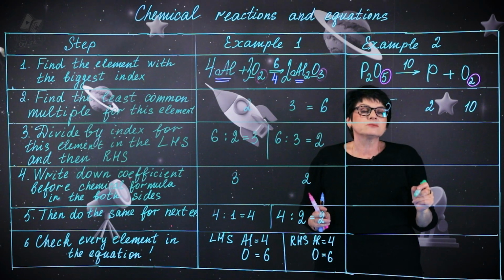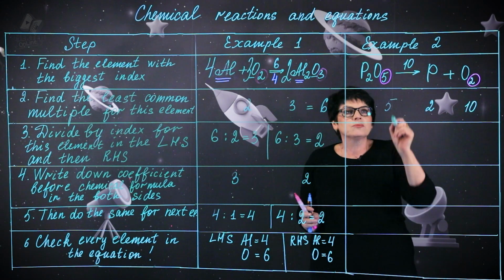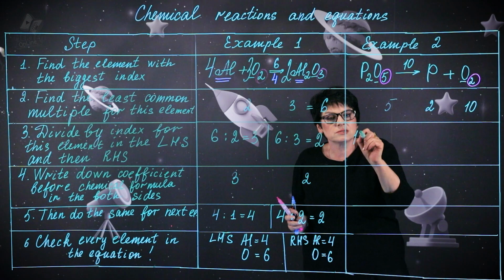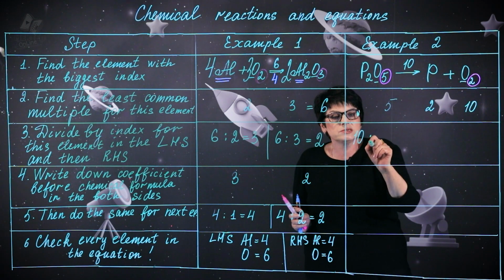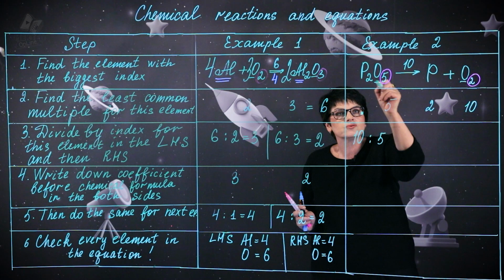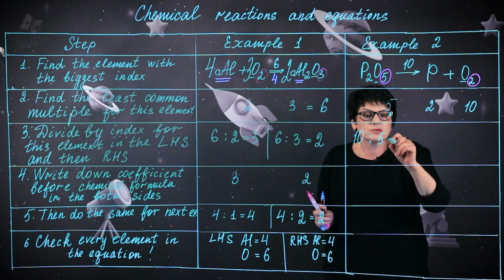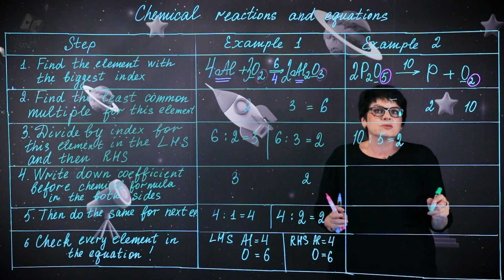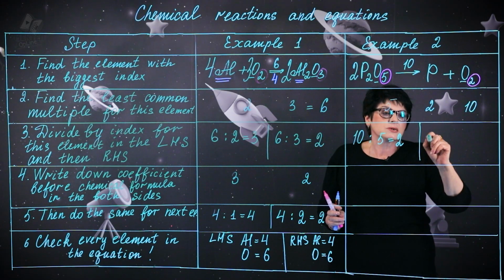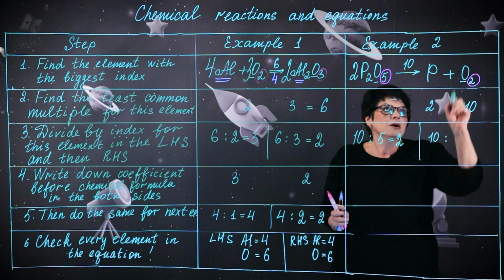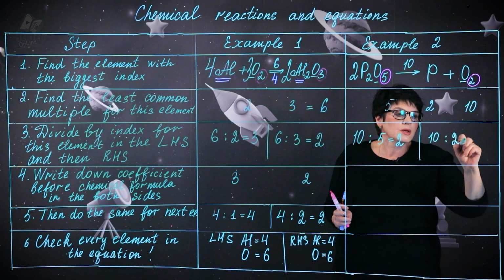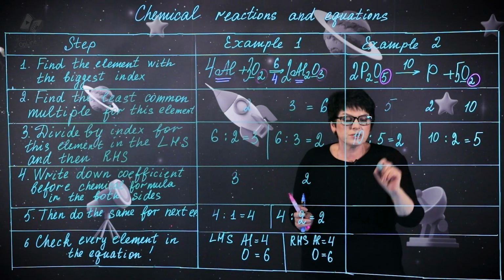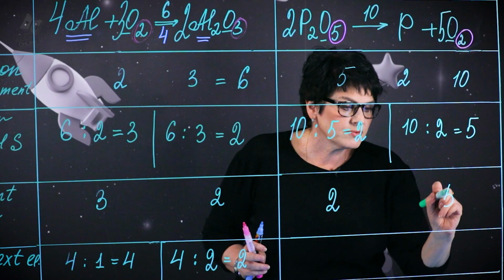Now, moving on, what do we do with this number 10, the least common multiple? We start dividing it by the indexes, one by one. And we start with oxygen, naturally. So then 10, the least common multiple, we divide by the index 5, which we have on the left side, and as a result of division, we get 2. 2 is set as the coefficient in front of the P2O5 formula. Following that, on the right side, we divide 10 by the index 2, and we obtain a value of 5. Place it in this location. As a result, we ended up with a coefficient of 2, and we obtained a coefficient of 5.